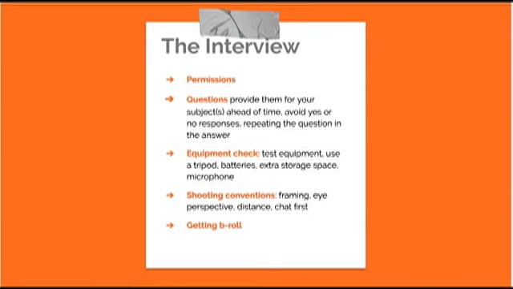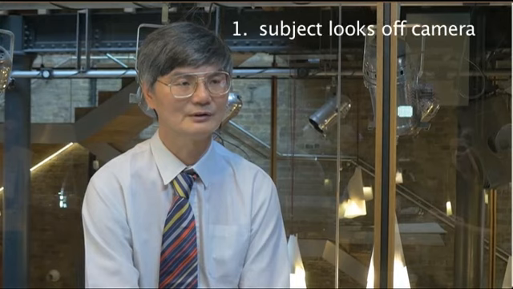One of them I want to talk about is framing. So when you're setting up your camera for the interview, you'll want to make sure that you have a few things straight. One of them is eye perspective. In a conventional interview, your subject will often look to the left or to the right of the camera, meaning that's where you stand. You stand to the left or the right of the camera if you're going to be off camera.